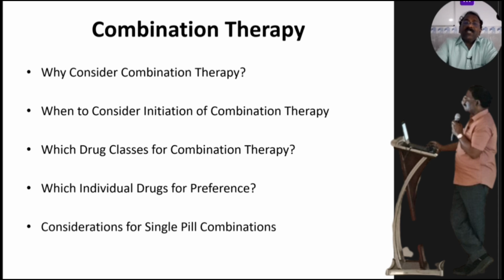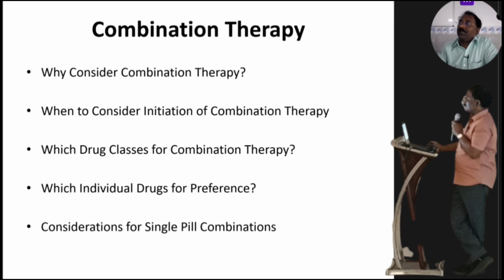When to consider the initiation of combination therapy? When the patient presents with stage 2 or stage 3 hypertension. Which drug classes for combination therapy? Mostly ARB plus CCB plus diuretic. Which individual drugs for preference? Maybe sartans plus either amlodipine or cilnidipine plus either hydrochlorothiazide or chlorthalidone. So always consider a single pill combination.